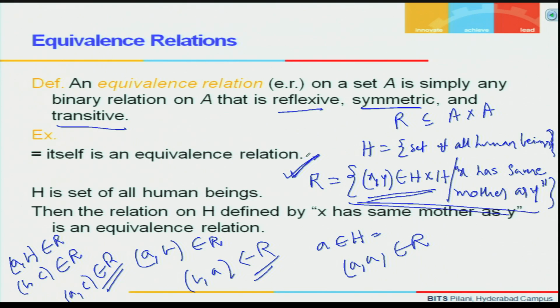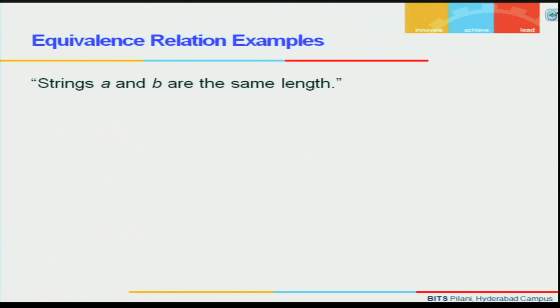Now what have we got? We have got a relation R that is defined by the predicate x has same mother as y on the set H, the set of all human beings. This particular relation is reflexive, symmetric, and transitive. Hence, this relation is an equivalence relation. We will see the significance of this particular equivalence relation. Now let us see some more examples before getting to it.